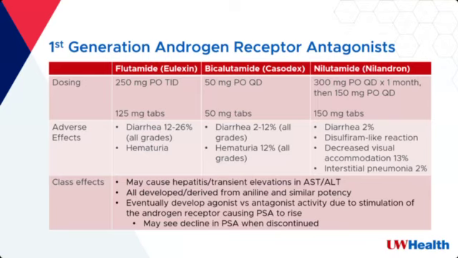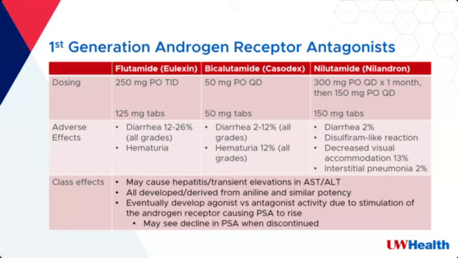So our first-generation androgen receptor antagonists, these really aren't used too much anymore. Like I mentioned, we do use bicalutamide, but that is in the setting of a lead-in to that agonist to reduce tumor flare. This is typically dosed at 50 milligrams once a day. Typically well tolerated, maybe some diarrhea or hematuria, but not common. If we do start patients on this agent, it's important to monitor LFTs.